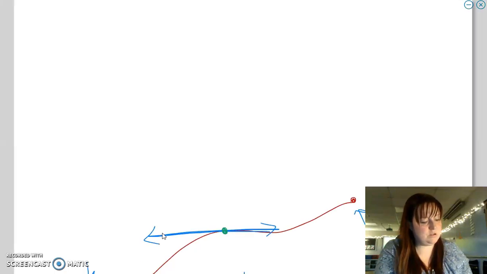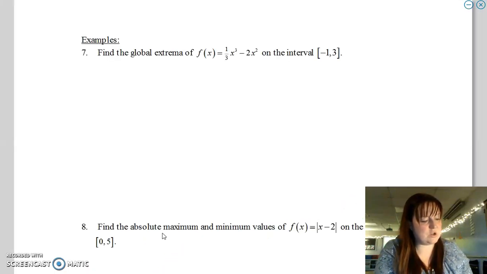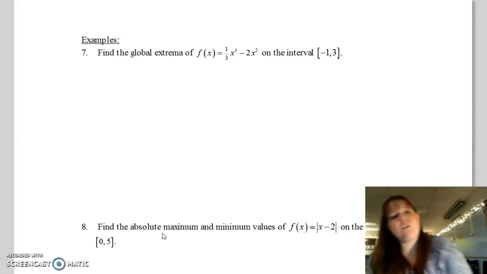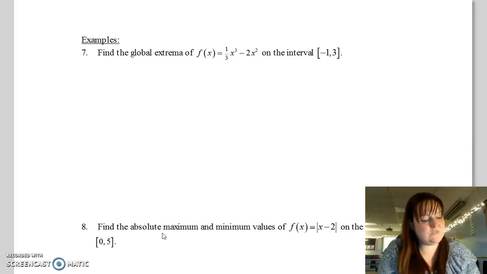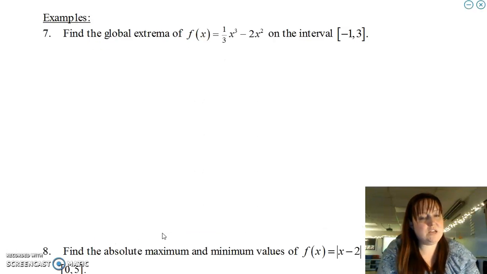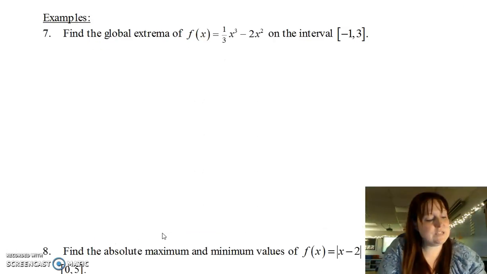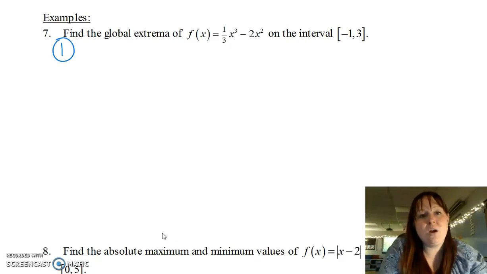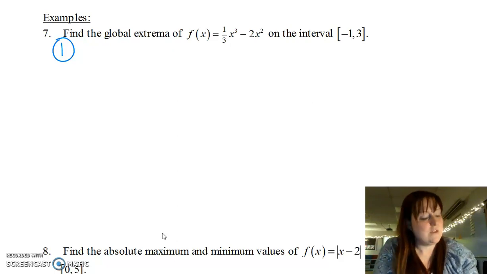Maybe one more. There we go. Okay, so we're going to find the global extrema of this function on the interval -1 to 3. The very first step is that we always find the critical numbers. And again, the critical numbers are anywhere where the slope of the tangent line is 0 or undefined, or where the derivative is 0 or undefined. So find the critical numbers.